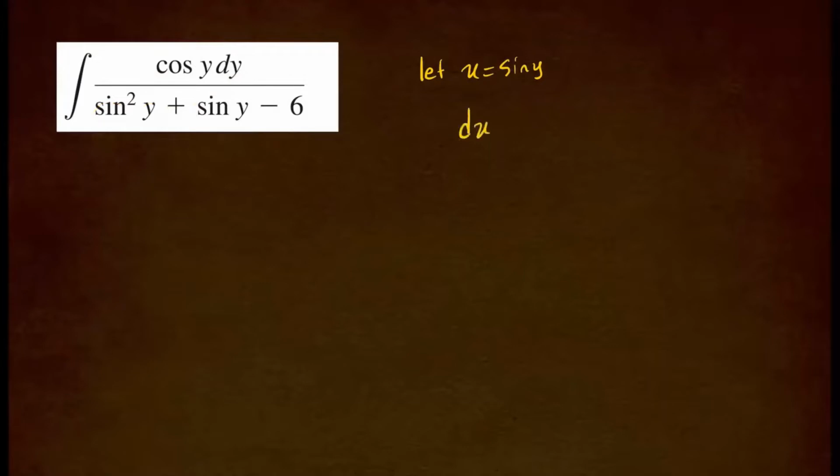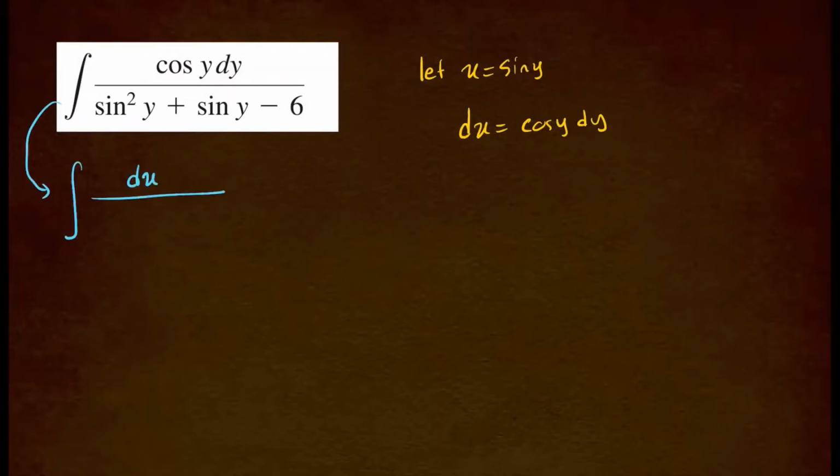So that means du is going to be cosine of y dy, and that's exactly what I have here. So the integral can now be replaced in terms of this new variable u. I can write this as the integral of cosine y dy, that's our du, and sine is u, so this will be u squared, because this is sine squared, then plus sine, which is again u, minus 6.